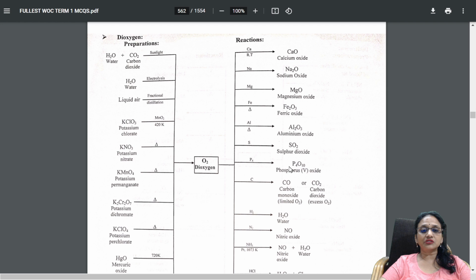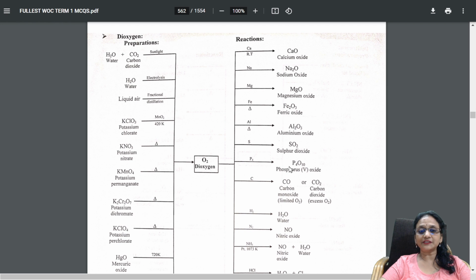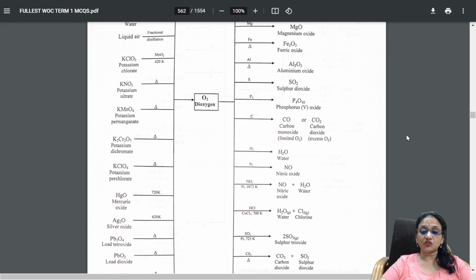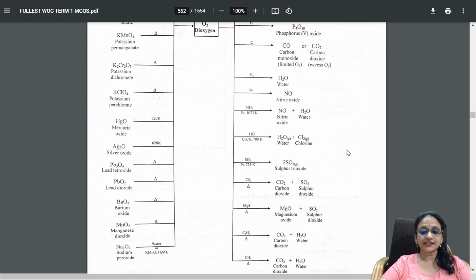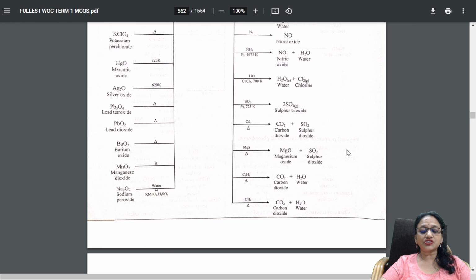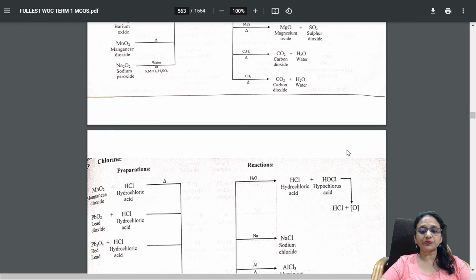In this case, both the preparations and reactions are listed here. From where can I get oxygen? What are the different reactions of oxygen? Everything, all the products are given here. So gradually after oxygen, you can go with the next preparation.